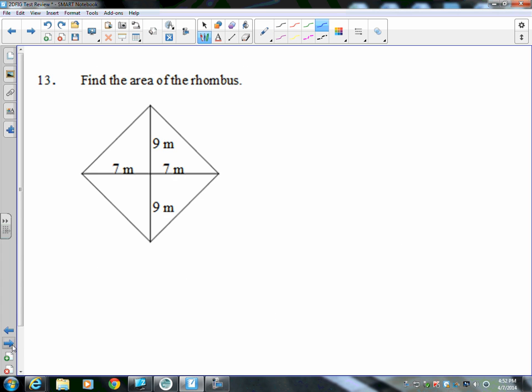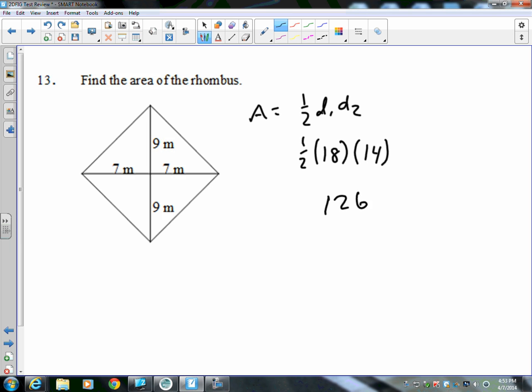Next question, number 13. Again, it's a rhombus. Area of a rhombus is 1/2 diagonal 1 times diagonal 2. Diagonal 1, 9 plus 9 is 18. Diagonal 2, 7 plus 7 is 14. 1/2 times 18 times 14, we end up with 126.